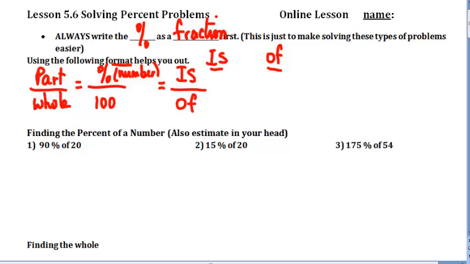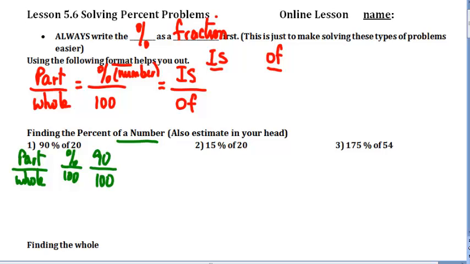Okay, finding the percent of a number. I also want you to estimate what the answer is going to be in your head, just so it's a quick check for you. All right, what's 90% of 20? Again, write it as part over whole and percent over 100. In this case, it is 90 over 100. That's my percent fraction, and of the 20 is the whole, so I need the 20 in the denominator. I need to find out what this number is.